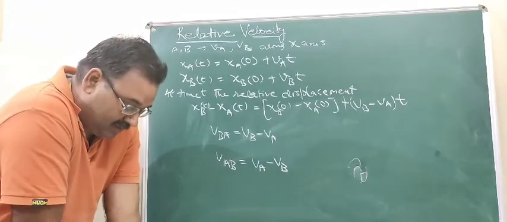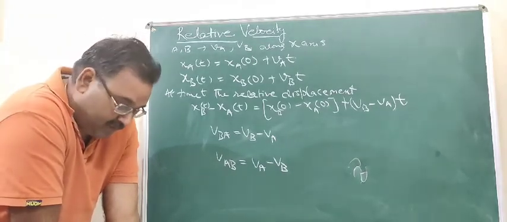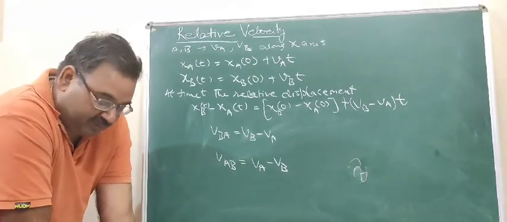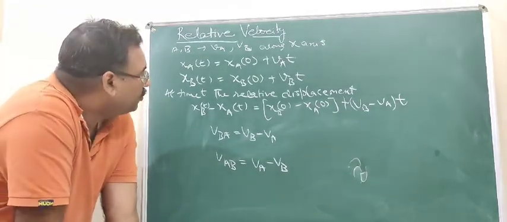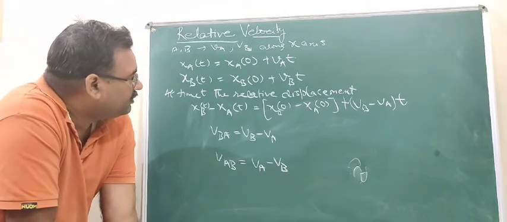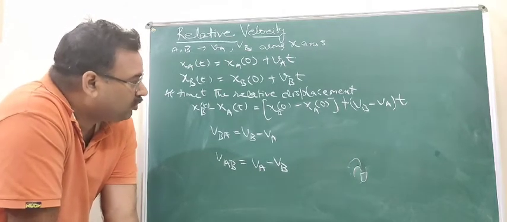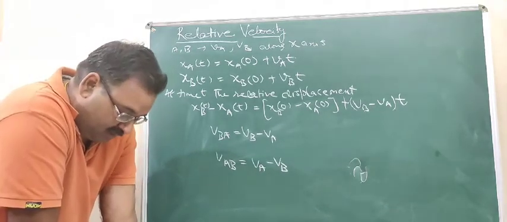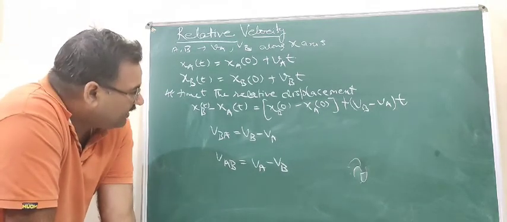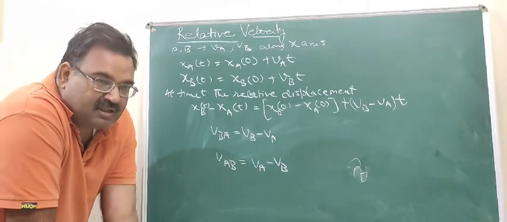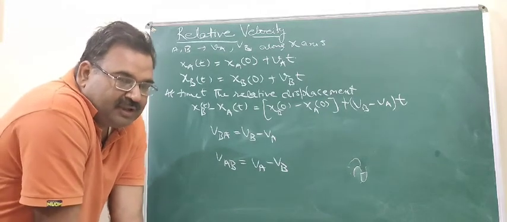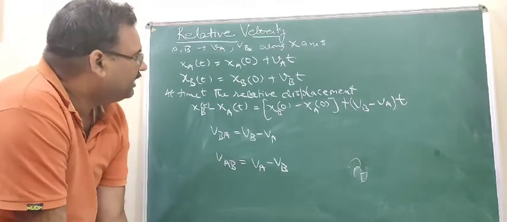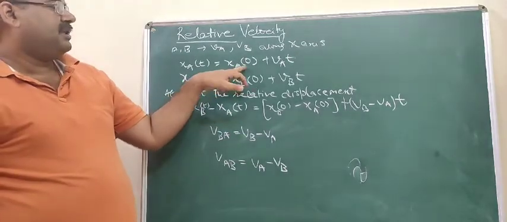Let us take an example. Consider two objects A and B moving with uniform speeds va and vb. They are moving in the same direction, along the x-axis. Now at any instant, that is at the initial position, time t equal to 0, तो उनका पोजीशन कैसे दी जा रही है, 0 से. Initial position क्या है, x equal to 0.